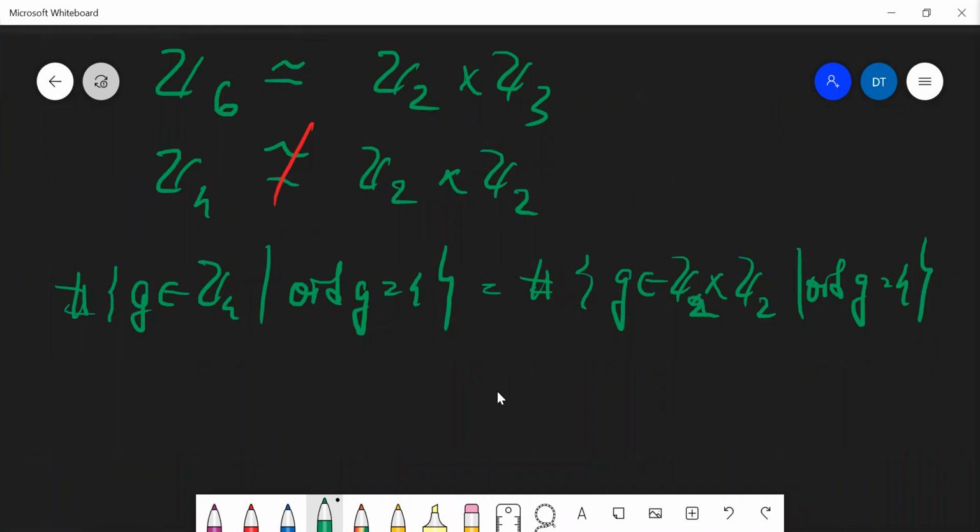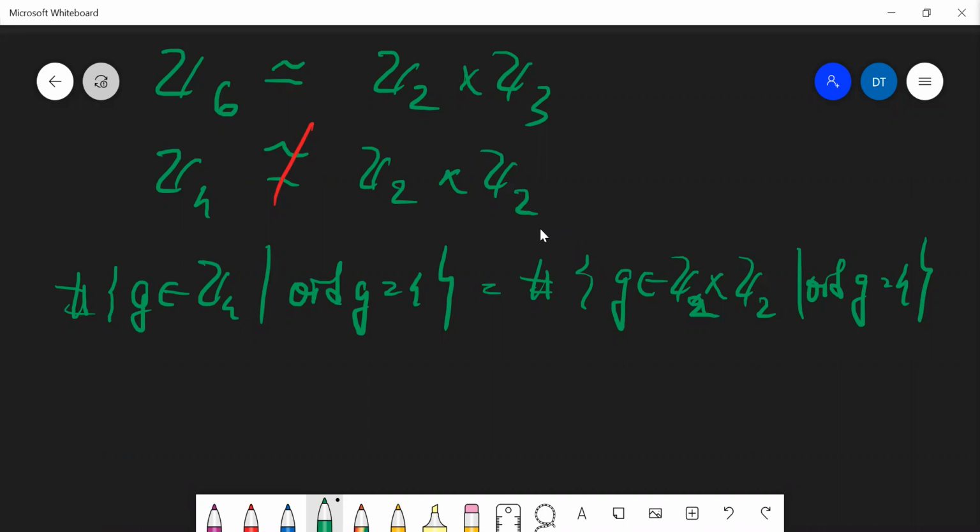But how many elements of order 4 are here? Who can tell me? Yeah, it's 0. There are no elements of order 4.